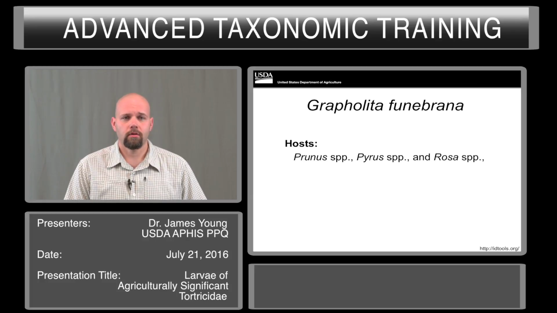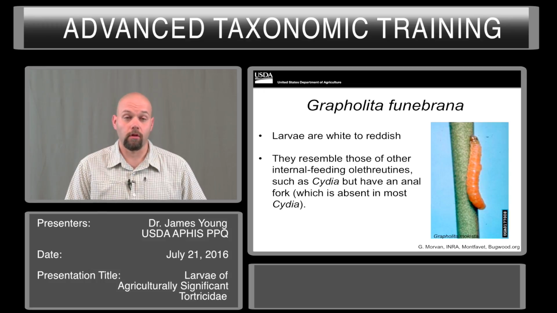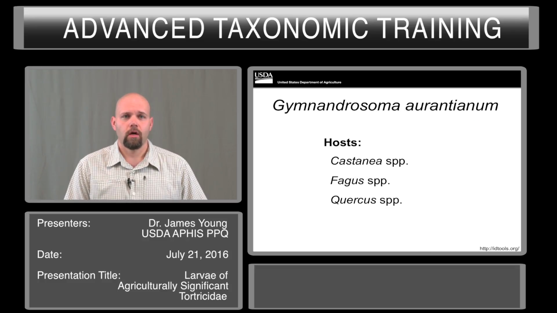Grapholita funebrana is a pest mostly of stone fruits in the genus Prunus, but also species in the genus Rosa. The larvae, again, are white to reddish. They resemble those of other internal feeding olethreutines, such as Cydia, but they do have an anal fork.